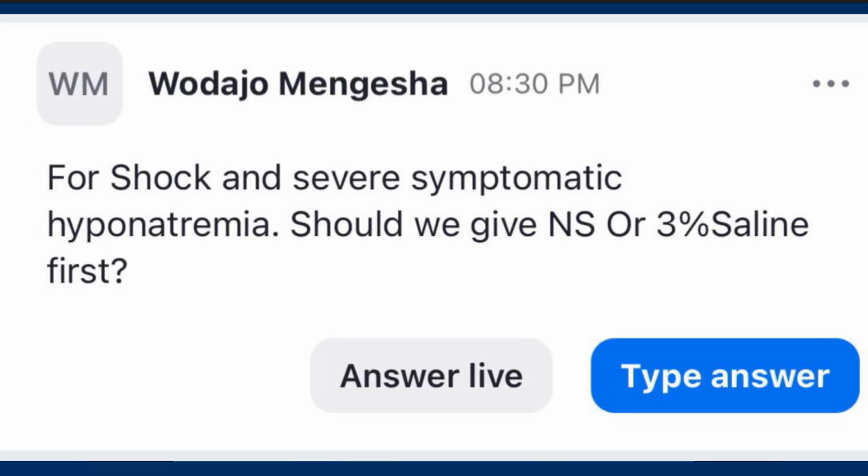For severely symptomatic hyponatremia, should we give NS or 3% saline? If they are severely symptomatic, then we need to give 3% saline, irrespective of the cause. But one thing, we need to look for overcorrection of hyponatremia.